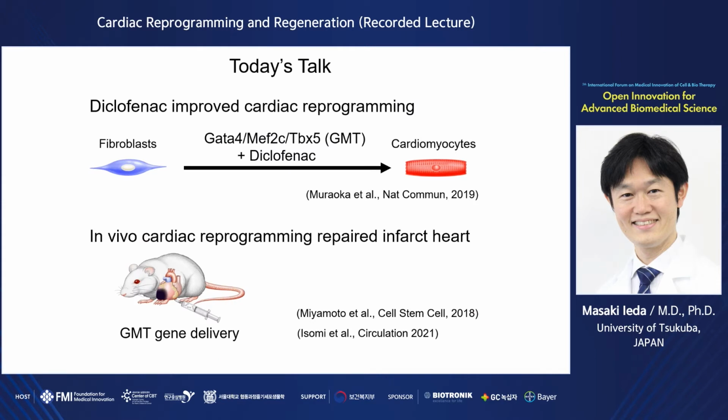So today I'd like to talk about two stories. First, we found that diclofenac, which is an anti-inflammatory drug, improved cardiac reprogramming in vitro. We found that GATA4, MEF2C, and TBX5 plus diclofenac greatly improved cardiac reprogramming from fibroblasts, which was published in 2019. We also found that in vivo cardiac reprogramming could repair the infarcted heart in mouse. So I'd like to talk, from the beginning, about the diclofenac story.